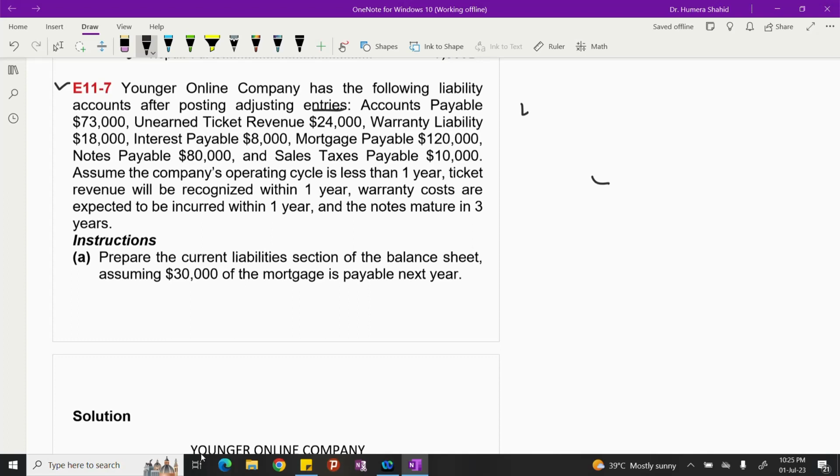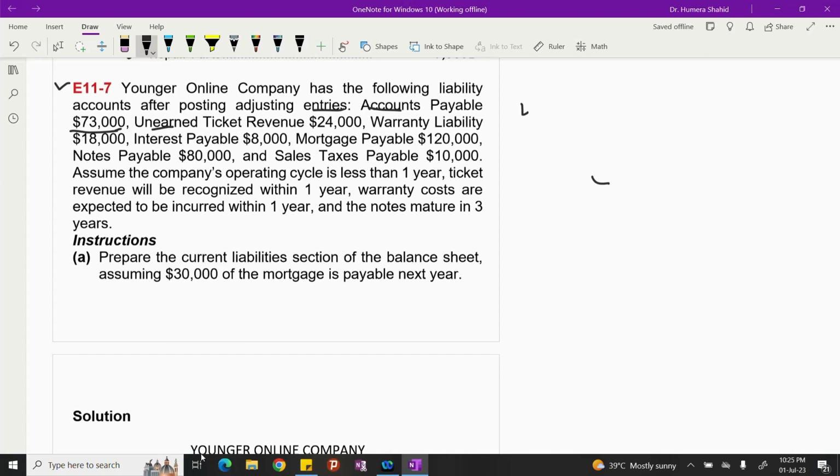See here, accounts payable. Accounts payable are always current because nobody gives you goods on credit basis for more than some months. Nobody will say, okay, take these goods for 2 years credit basis. No, it's always monthly basis, right? You have to return the money for the material you purchased. So 73,000 accounts payable are current.